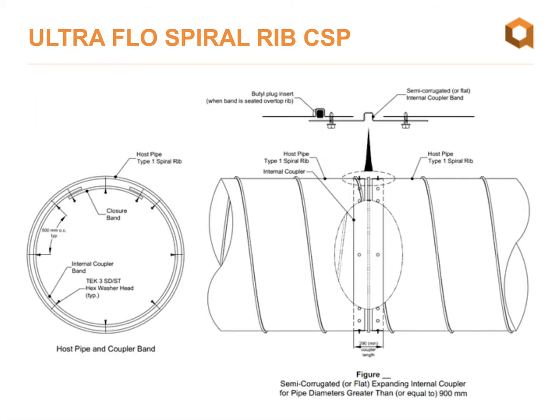So this slide is just highlighting the coupling mechanism for UltraFlow. So instead of having an external coupler as we typically would with a new installation, we actually recommend having an internal coupler just to minimize impact on end area reduction. So it's basically a 2-piece coupling system, very simple. We just have a corrugated flat band bolted to each end of the 2 adjoining pipes.